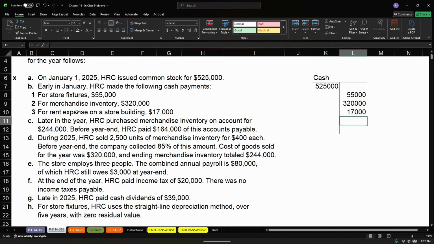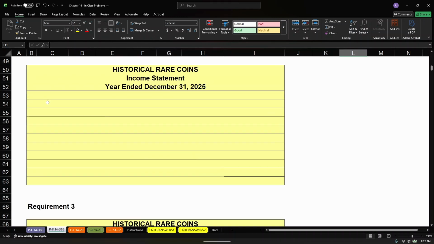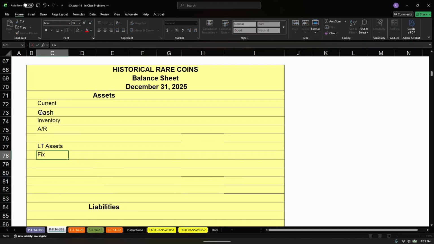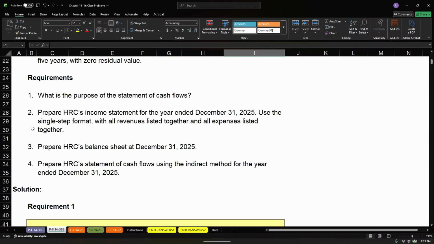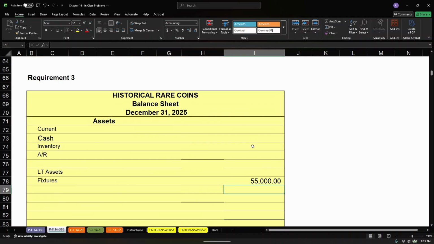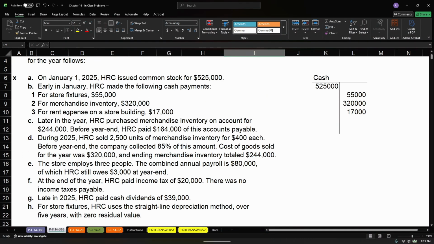Okay, so I'm also going to put these on my balance sheet. So store fixtures, 55,000. So these are all assets. And I'm going to have a section for long-term assets and one for current, of which cash, inventory, AR, okay? And this one is fixtures, 55,000, okay? And then another one is merchandise inventory, 320,000. So inventory, 320,000. And then third, we had rent expense, 17,000, okay?